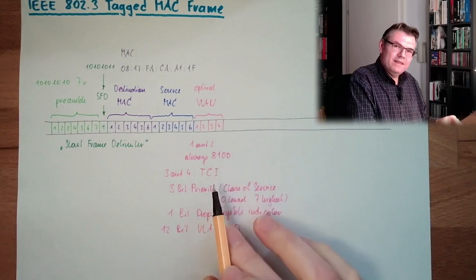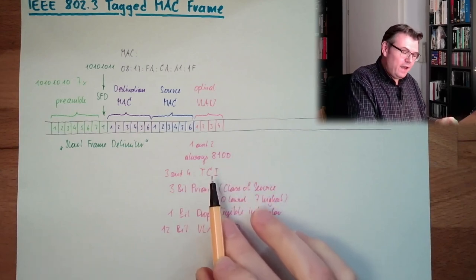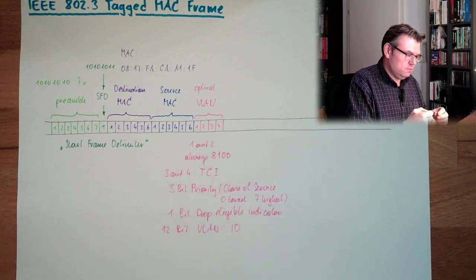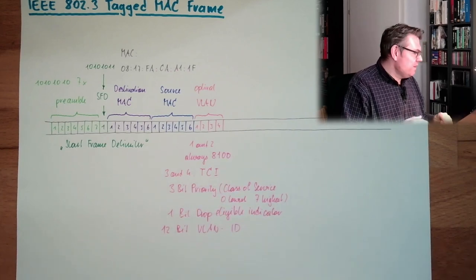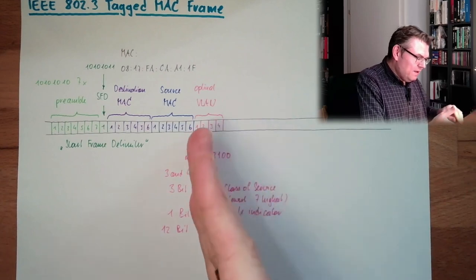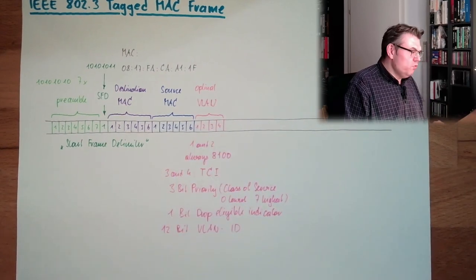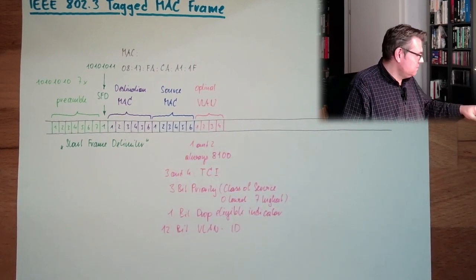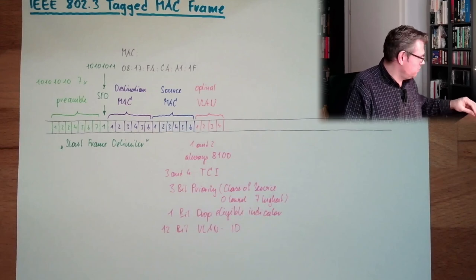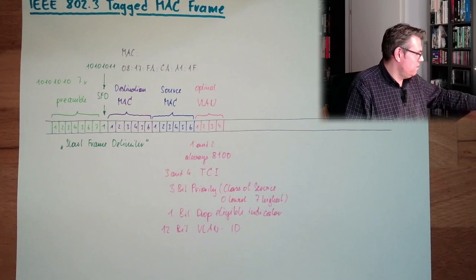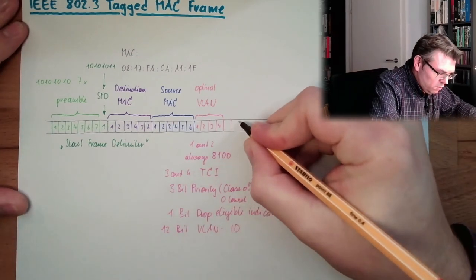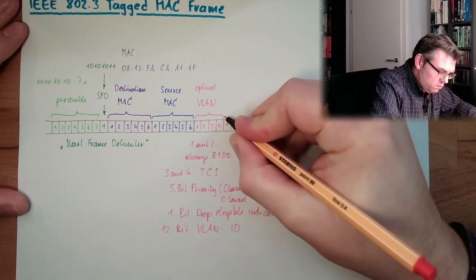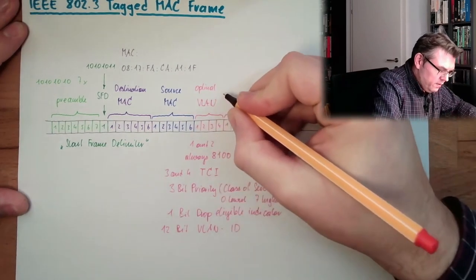It's optional, and to indicate that it's there, it starts with 8100. If it's not there, then immediately after the source MAC address would already be the Ethertype field, which is in a color I haven't used up to now. Red, yes, red. Ethertype.